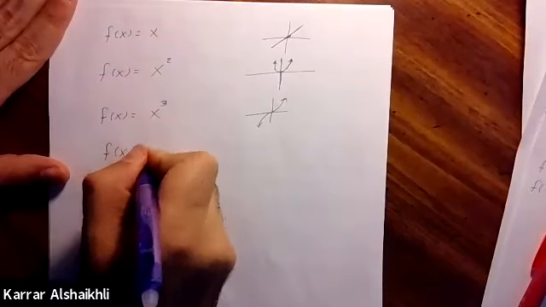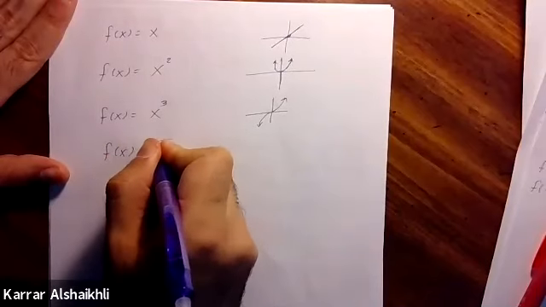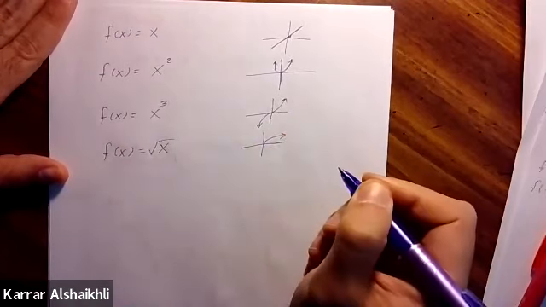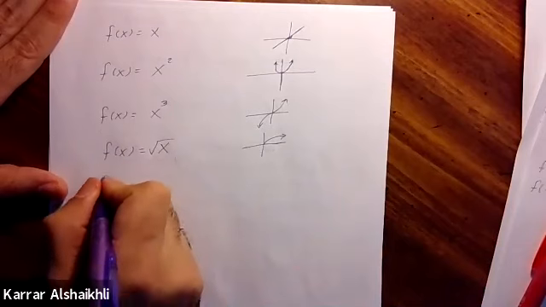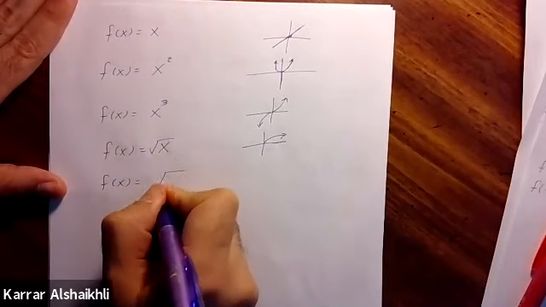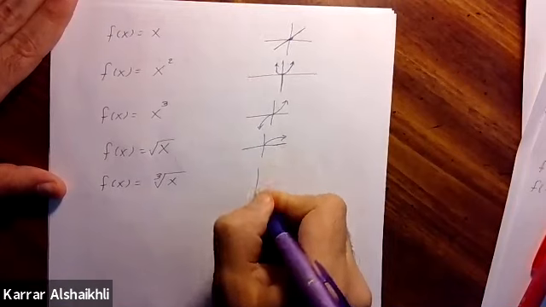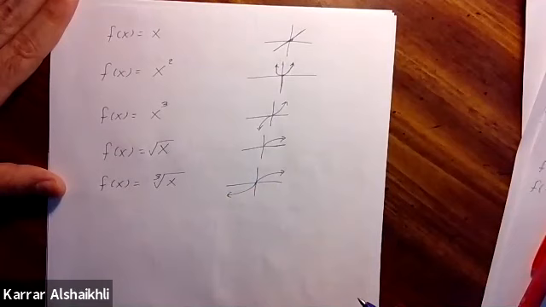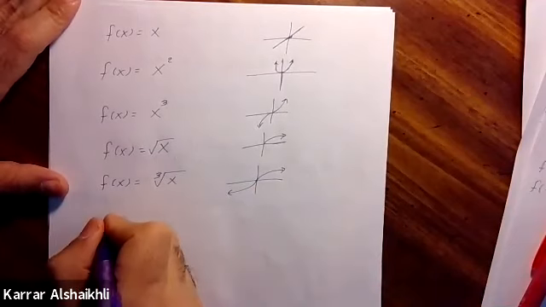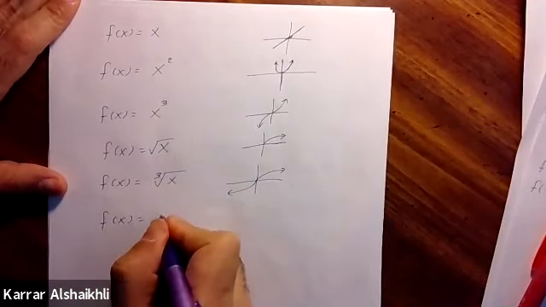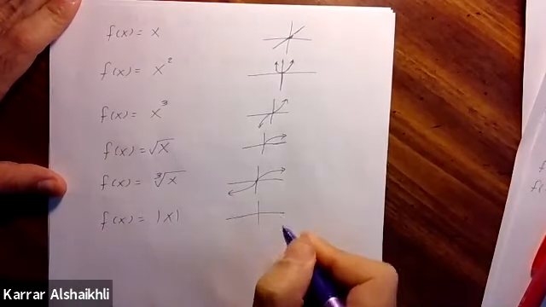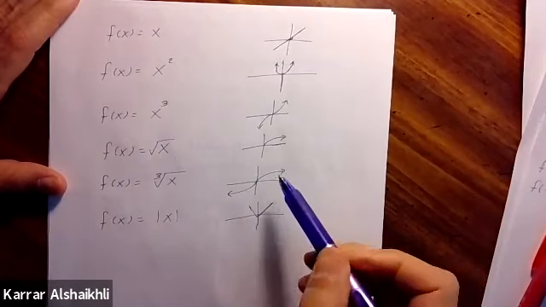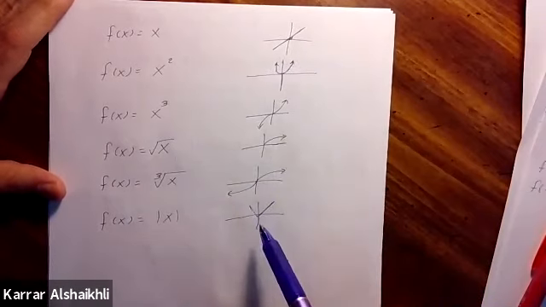f of x equals the square root of x, the graph of this function is going to be like this. f of x equals the cubic root of x, the graph of this function goes like this on this side and like this on the other, to the left and right. The last one, f of x equals the absolute value of x, the graph of this function looks like a V. So we're going to use one of these functions. It depends on the point.